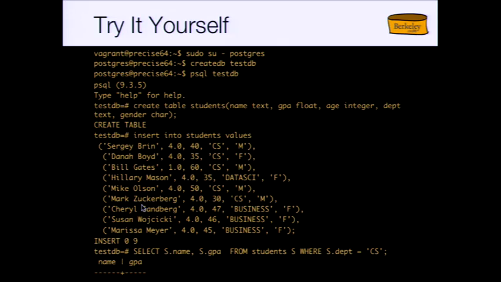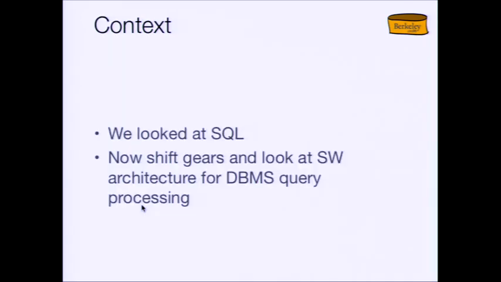All right, so that's pretty easy stuff. That's just SQL stuff. So we looked at SQL. What we're going to do now is shift gears and look at software architecture. I figured I should spend a few minutes teaching you some SQL. But we're going to go back now to designing software architectures, and in this case for database management system query processing.